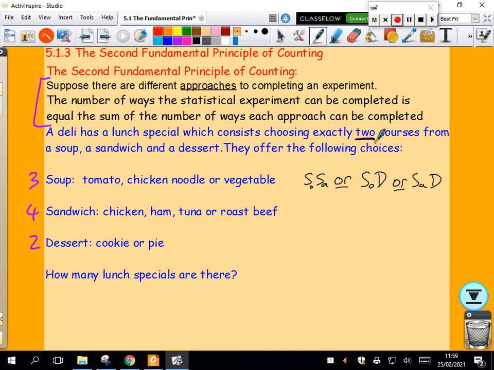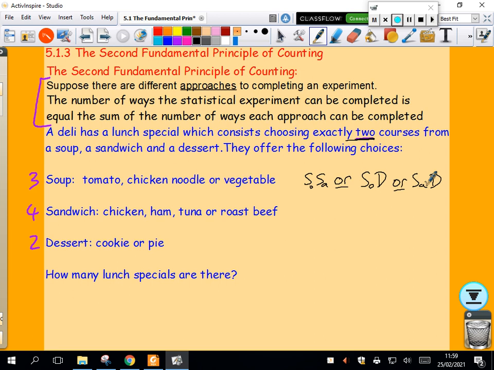I could approach this problem in one of 3 ways. Remember, the experiment is to choose a lunch special, and there are 3 different approaches to that. First of all, I could choose soup and dessert. That would be 1 lunch special. It's 2 courses, which we're told it has to be. I could choose a soup and sandwich, 2 courses. I could choose a sandwich and dessert, 2 courses. 3 different ways: soup sandwich, soup dessert, or sandwich dessert.